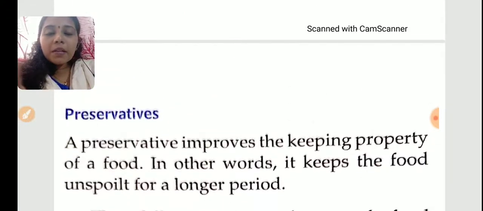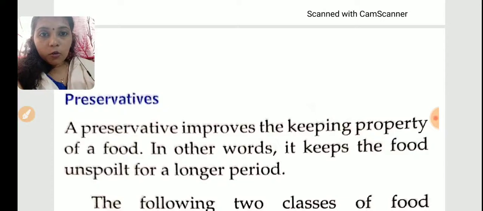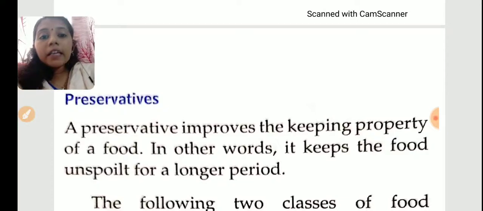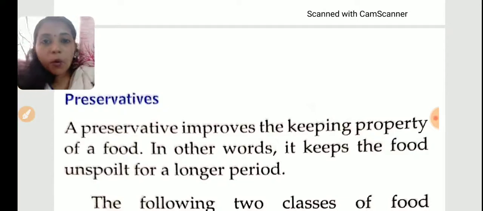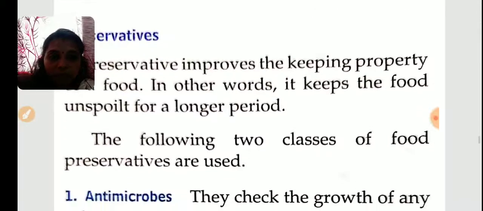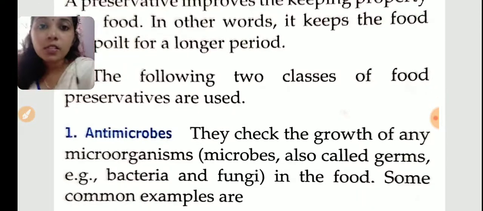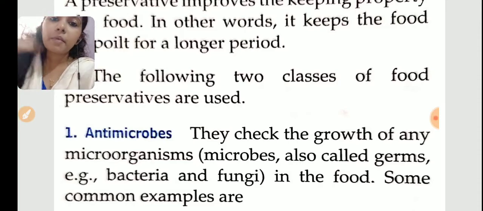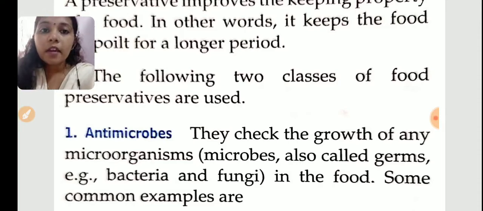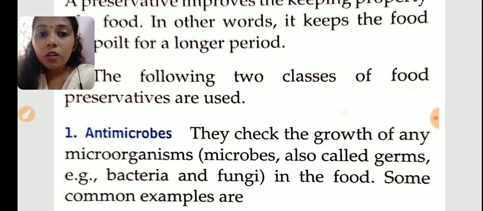Then what is a preservative? Preservatives means the substances or chemicals which are added to the food item to avoid its decaying, to avoid it from spoiling. We are adding some chemicals, and those chemicals are known as preservatives. In that we will add antimicrobes. What are antimicrobes? Antimicrobes are some chemicals which are added to the food item to avoid the formation of microorganisms.